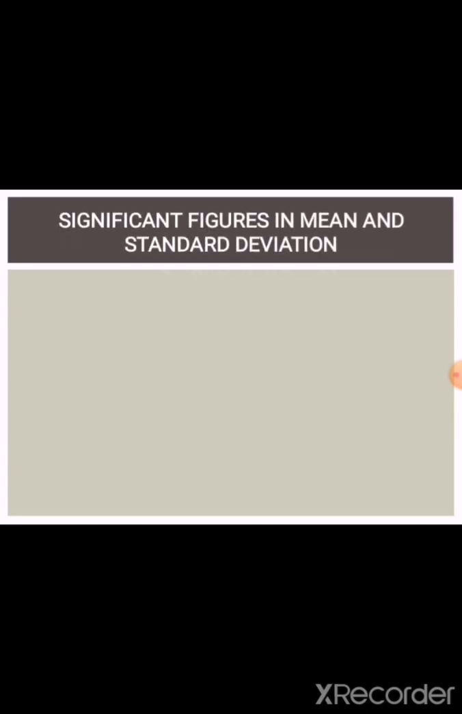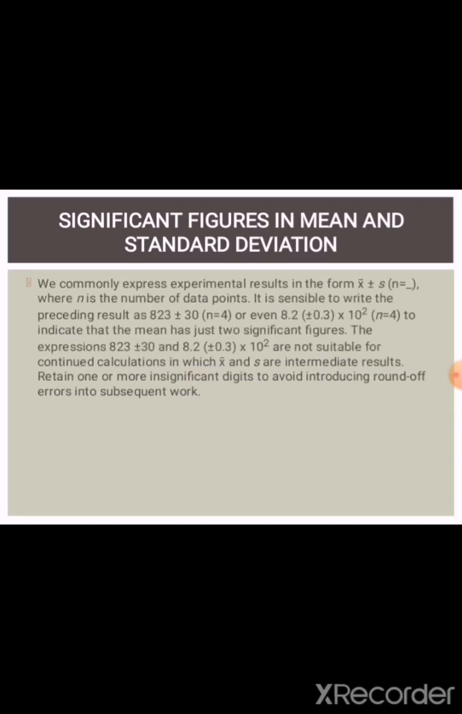Significant figures in mean and standard deviation. We commonly express experimental results in the form the mean plus or minus the standard deviation where n is equal to the data points. It is sensible to write the preceding result as, for example, 823 plus or minus 30 where n is equal to 4, or even 8.2 plus or minus 0.3 times 10 raised to 2 where n is equal to 4 to indicate that the mean has just two significant figures. The expressions 823 plus or minus 30 and 8.2 plus or minus 0.3 times 10 raised to 2 are not suitable for continued calculations in which the mean and standard deviation are intermediate results. Retain one or more significant digits to avoid introducing round-off errors into subsequent work.